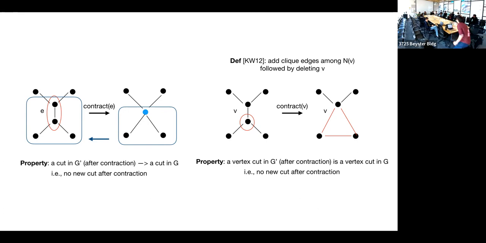So the vertex min cut size might increase after the contraction? Yeah, it might increase, but it never decreases. Yes, that's the property that we need, and this is the vertex analog of edge contraction. There's also another name, called the closure, but I like this name better.